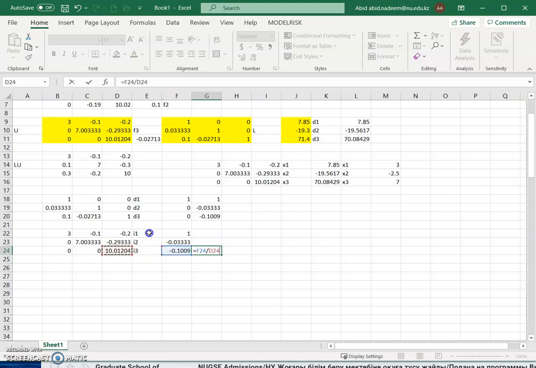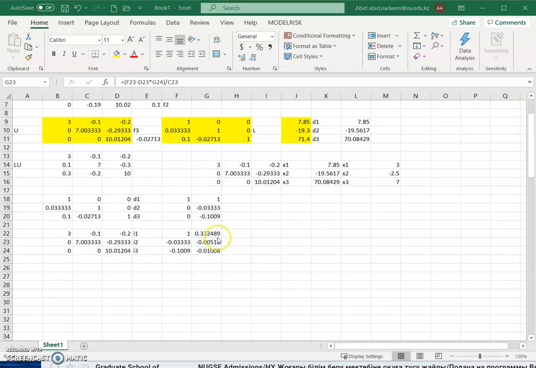This value divided by this one, so it will be minus 0.01008, and then equal to this value minus this value multiplied by the previously calculated value and then divided by this coefficient. This will be minus 0.00518, and then equal to this value minus two multiplied by the last one, and then minus this value multiplied by this second value, bracket close, divided by this 3. So it will be minus 0.332489. In this way, we have got the first column elements of the inverse matrix.